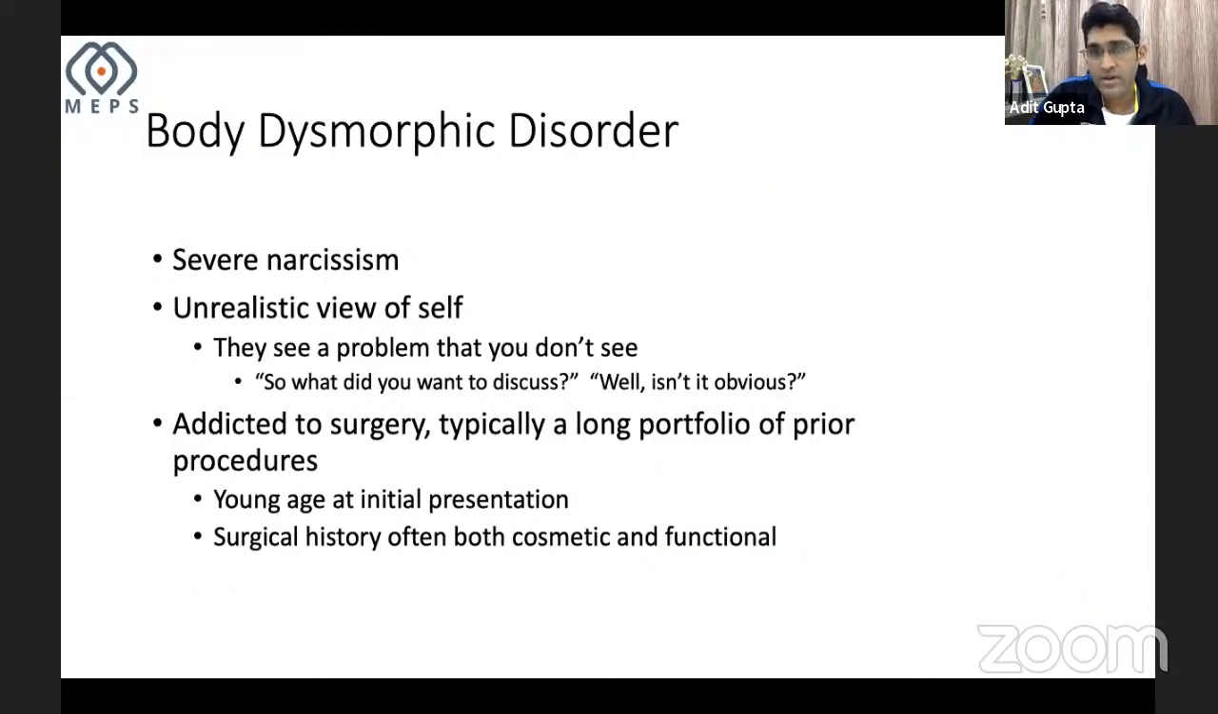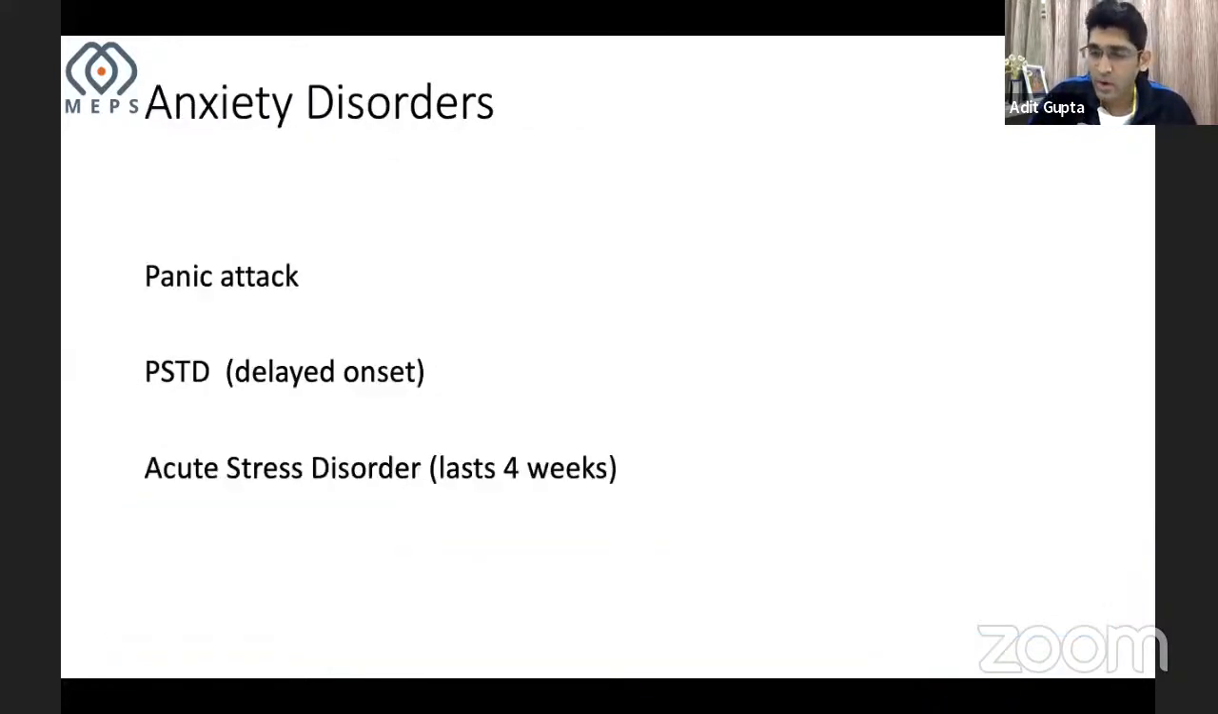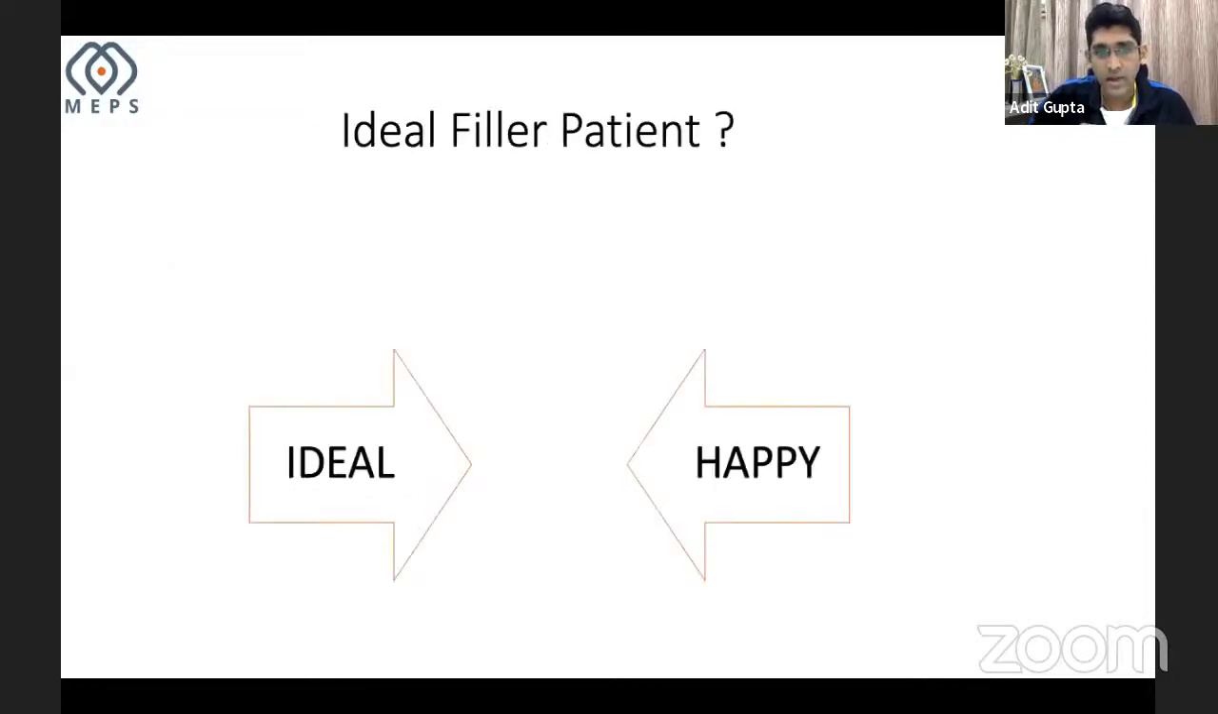So this is a very common disorder that you need to screen out in your practice. These patients are severely narcissistic. They have an unrealistic view of themselves, are addicted to surgeries, and begin very young. There was a study in the US which concluded that in oculofacial plastic surgery, almost 6 to 7% of the patients that you see in your clinic would turn out to be some grade of body dysmorphism. Now, you don't need to screen all of them out, but the severe body dysmorphic disorders need to be really rejected and not provided any form of treatment, because it's just a chain reaction. After you, she's going to go on to another physician.